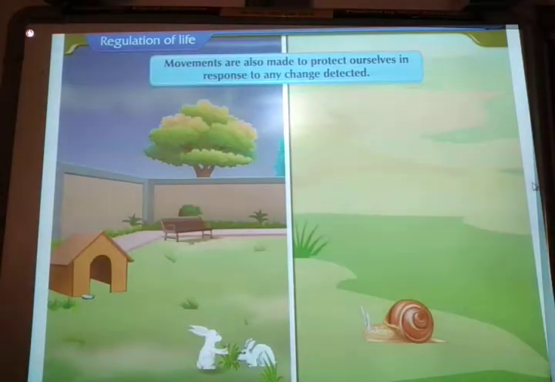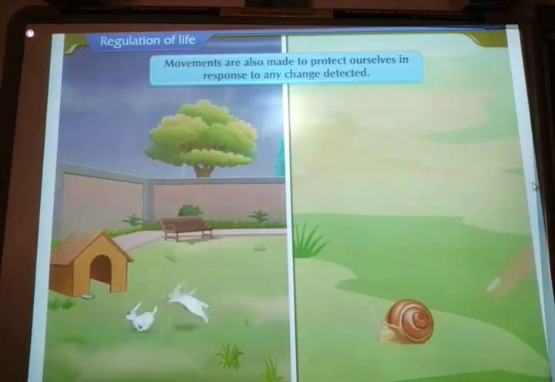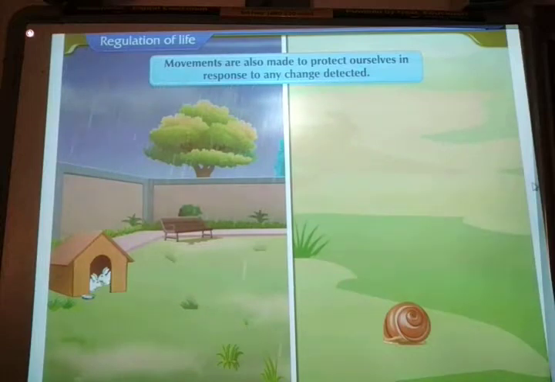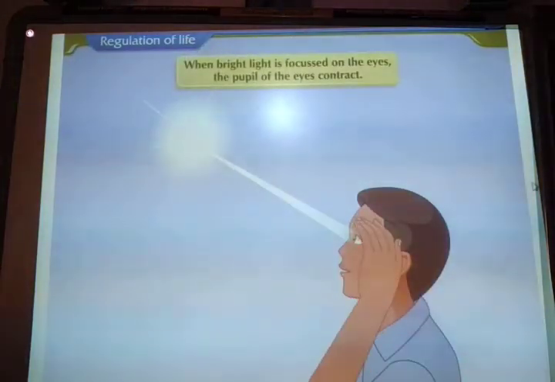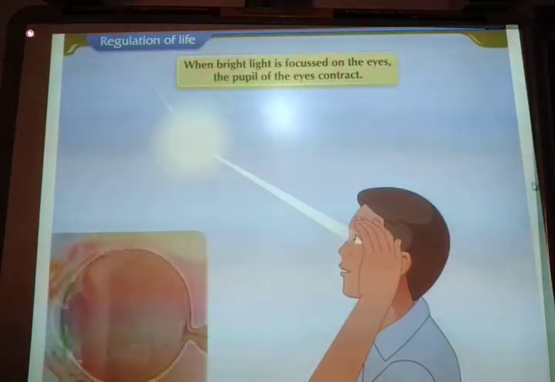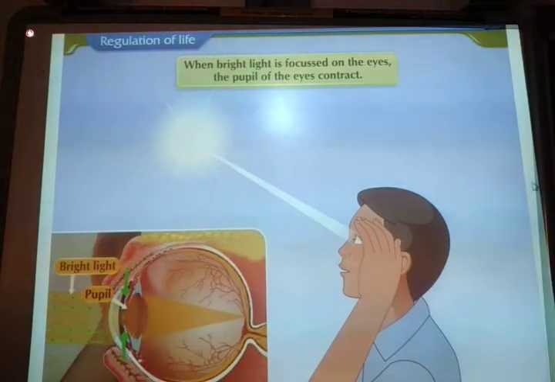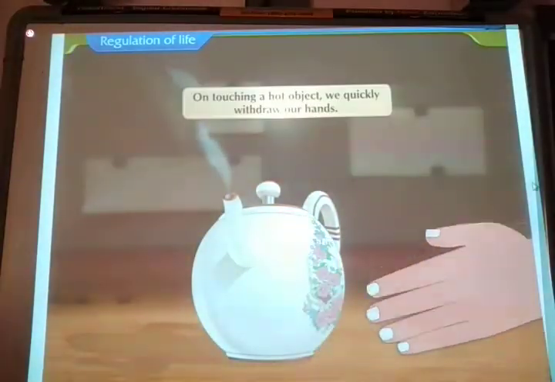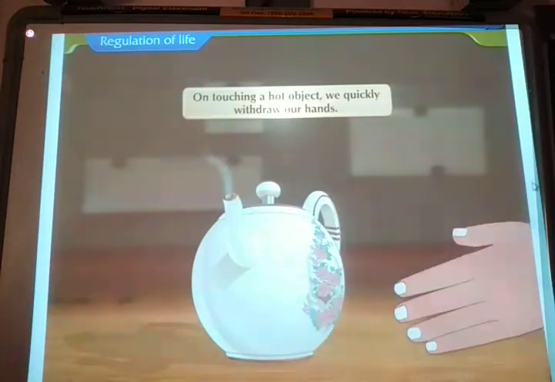Movements are also made to protect ourselves in response to any change detected. For instance, when bright light is focused on the eyes, the pupil of the eyes contract. Similarly, on touching a hot object, we quickly withdraw our hands.